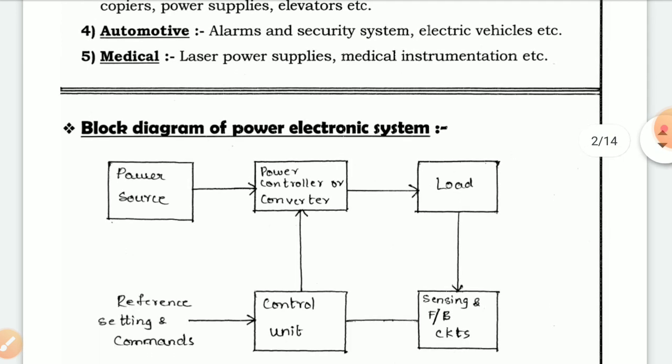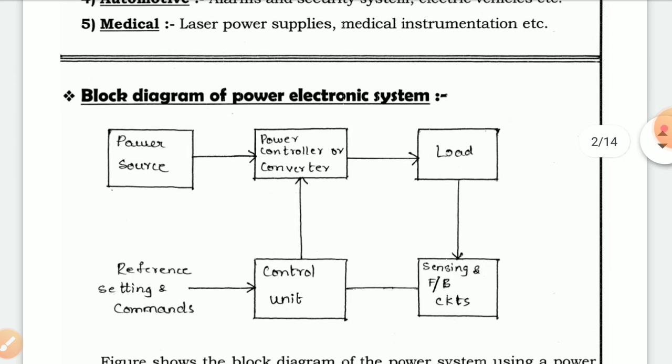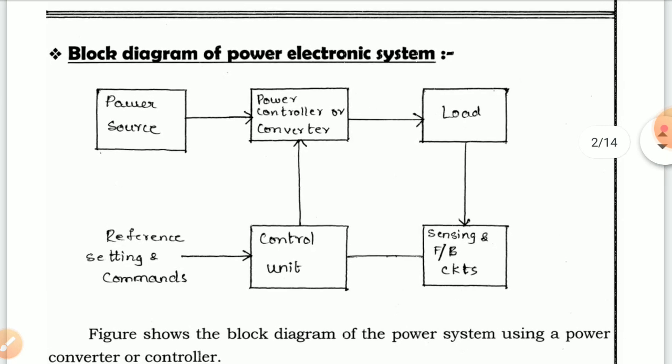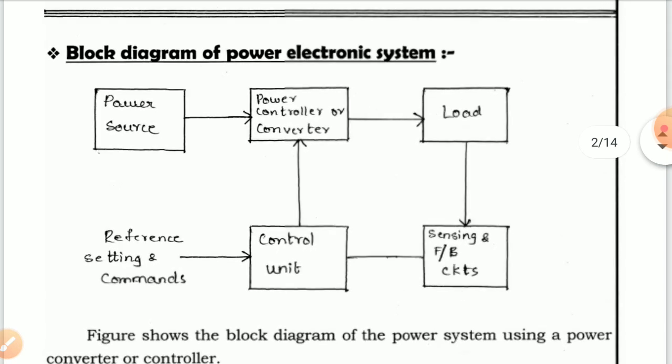Next comes the block diagram of power electronics. It is a generalized block diagram. In the previous block we discussed the relationship of power electronics to power and to control. Here comes the generalized block diagram of a power electronic system. What exactly does a power electronic system consist of?